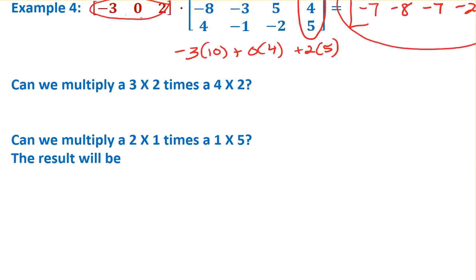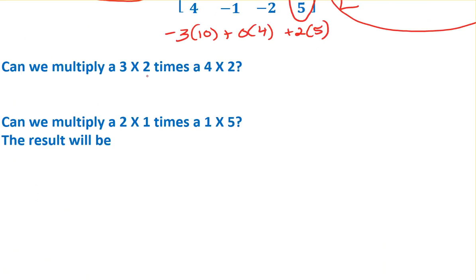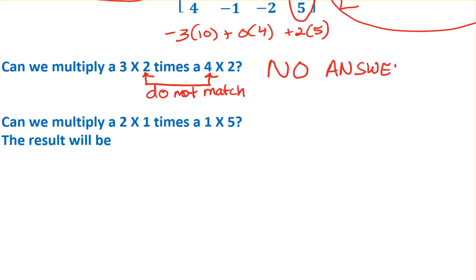All right, so we're almost finished here. So could we multiply a 3 by 2 times a 4 by 2? Nope, because these terms do not match. So we wouldn't be able to do that matching going across and down. So no answer. You would not be able to multiply. So you might say, well, what if I reversed them? What if I turned this around by commutative property? What if I took the 4 by 2 first and then multiplied by the 3 by 2?